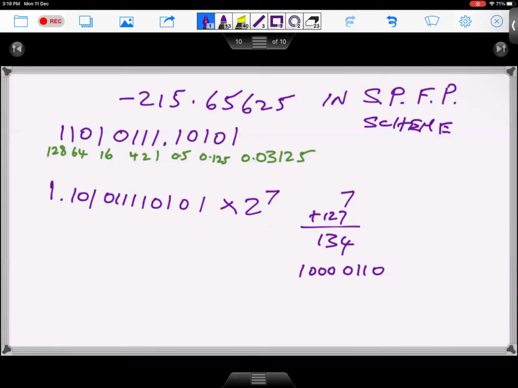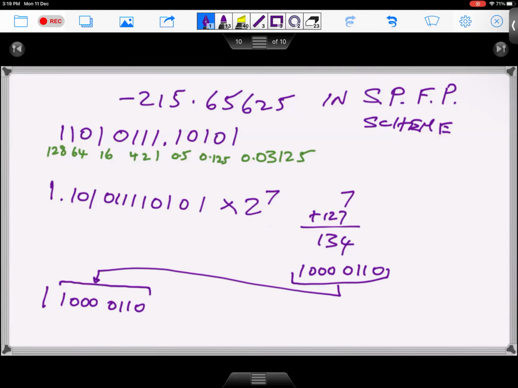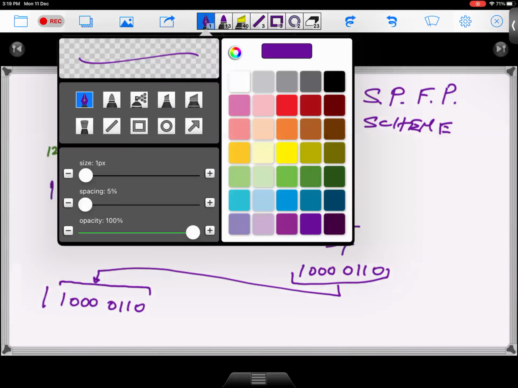Okay, so let's put it all together. First of all, we have a minus sign. That 1 is there for the minus sign. Then we write down that. One, not, 1, 1, not. Right? Then we write down this. So let's do a different color just to make sure that we don't have any confusion.